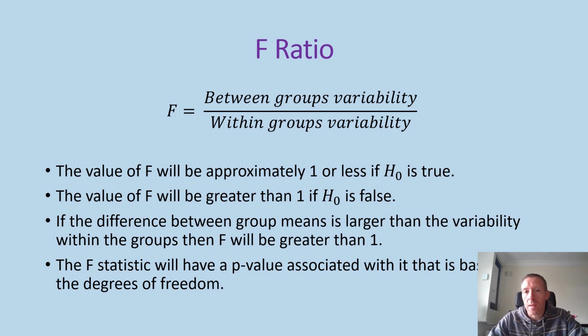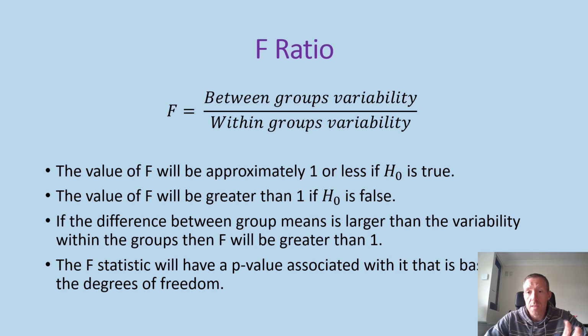If the value of F is greater than 1, then it's likely that the null hypothesis is false and the means differ. If the difference between groups gets larger than the variability within the groups, then F will be greater than 1. So if how much the means differ is much greater than how much variability there is around the means, so the groups and their variability don't overlap, then we'll have an F value that's much greater than 1, and it's likely to be statistically significantly different.